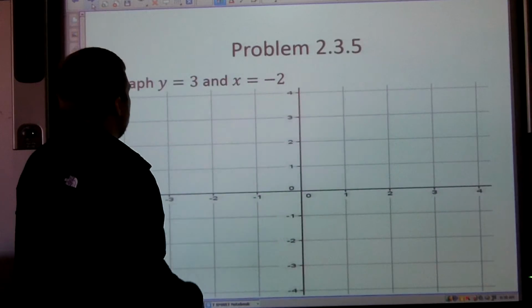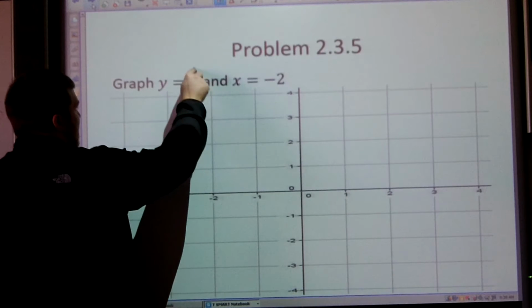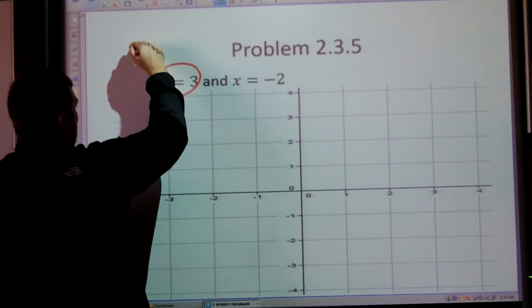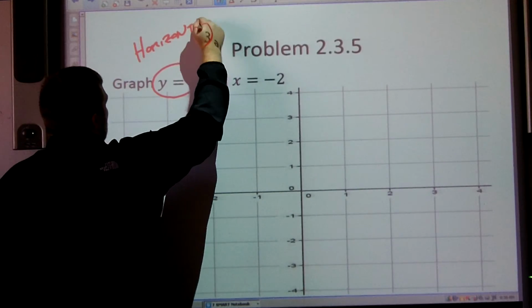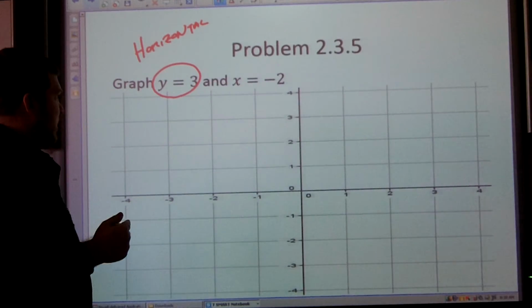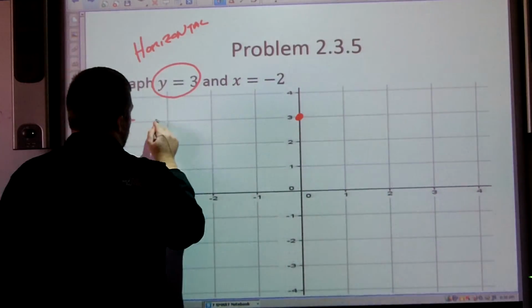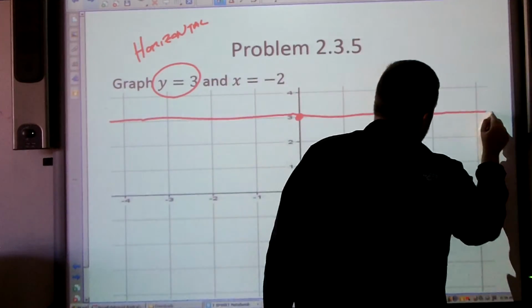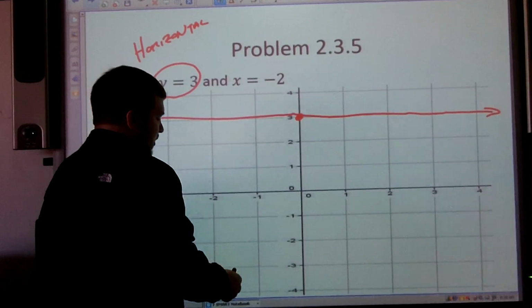So let's do an example. Graph y equals 3. Well, anytime you see just y equals a number, you need to think horizontal. And I would encourage you to actually write that out. So y equals 3, so I'm going to plot that point and then draw a horizontal line through it. As straight as I can. Not really straight, but you know, I don't have a ruler up here.